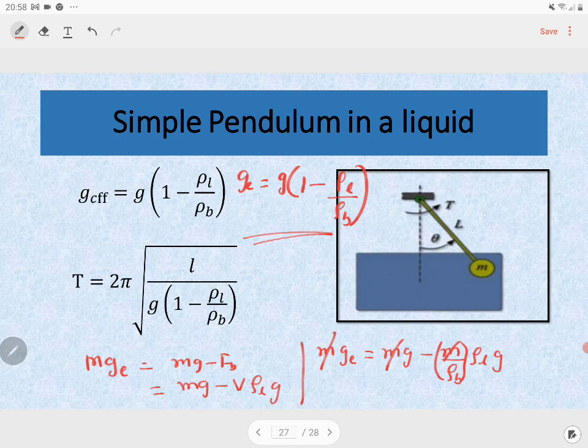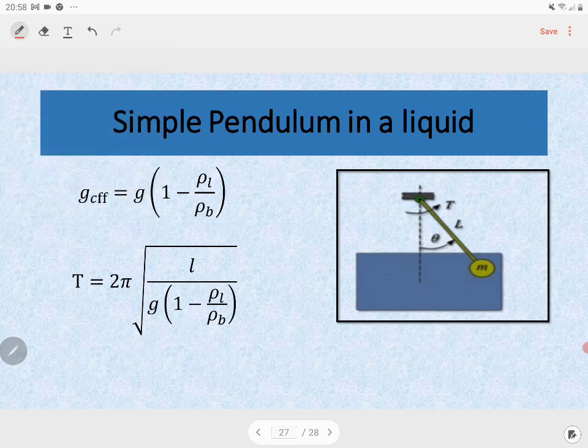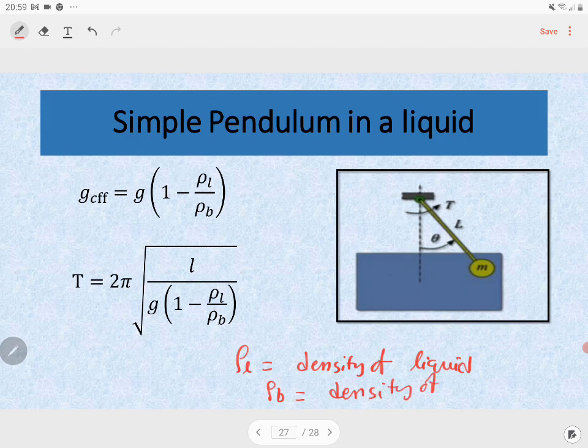So that g effective is substituted in this formula, 2 pi root over L by g effective, and you will get the time period. So once again have a look at that formula. What is g effective and what is time period. Here rho L is density of liquid, and rho B is density of the bob.